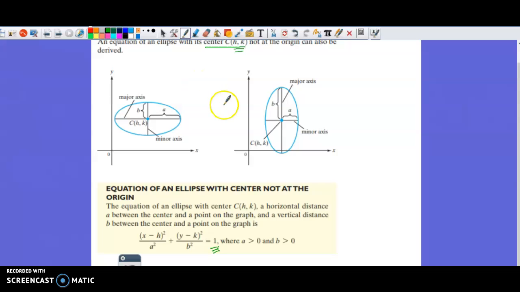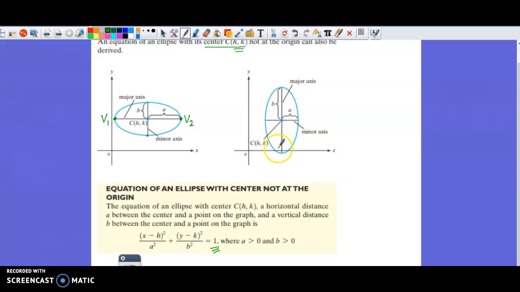Now notice a few other pieces. Here is the longer value. If a is longer than b, then a is the major axis. I also need to point out that the major axis goes from one vertex all the way to the other vertex. I've seen some books call these covertices, but I haven't seen every math book call them that, so I'm going to hesitate to call them that.